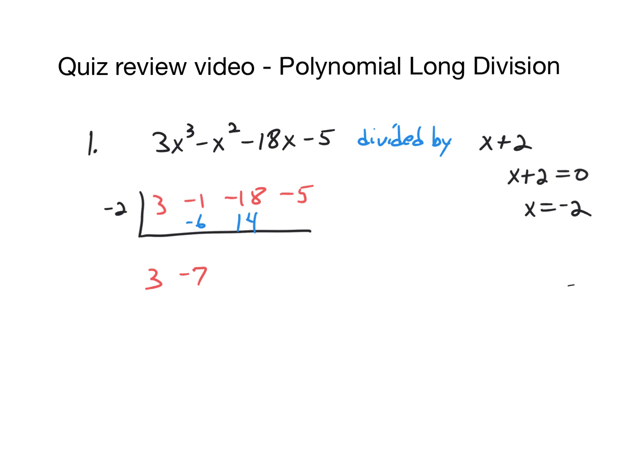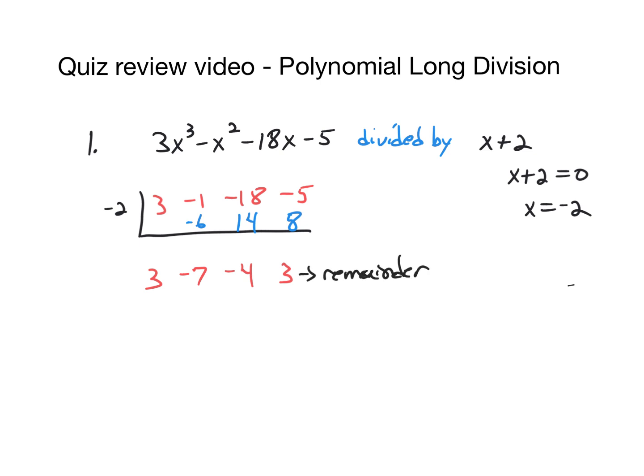And then when you have a negative 18 and a plus 14, you get negative 4. Now you go back to multiplying. Negative 2 times negative 4 is positive 8, so 8 here. And then when you combine negative 5 and positive 8, you get 3. Now, the 3 is going to be the remainder.